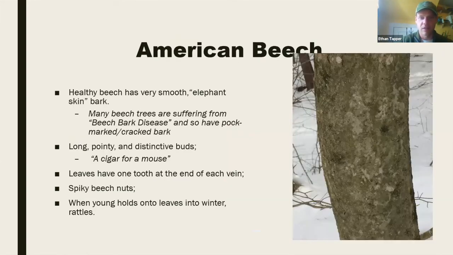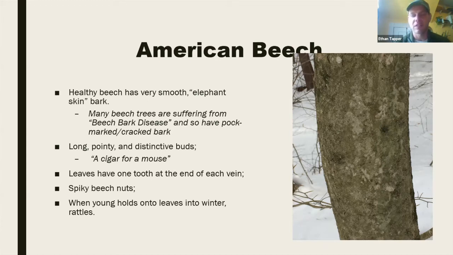Moving on here, American beech. I learned American beech as having very smooth bark, like elephant skin. It's the only tree species that we have where the bark should be completely smooth. And it's this beautiful, smooth, gray bark. Sometimes you can see initials that have been carved in it from like 30 years ago, and they're still legible, which is pretty amazing.